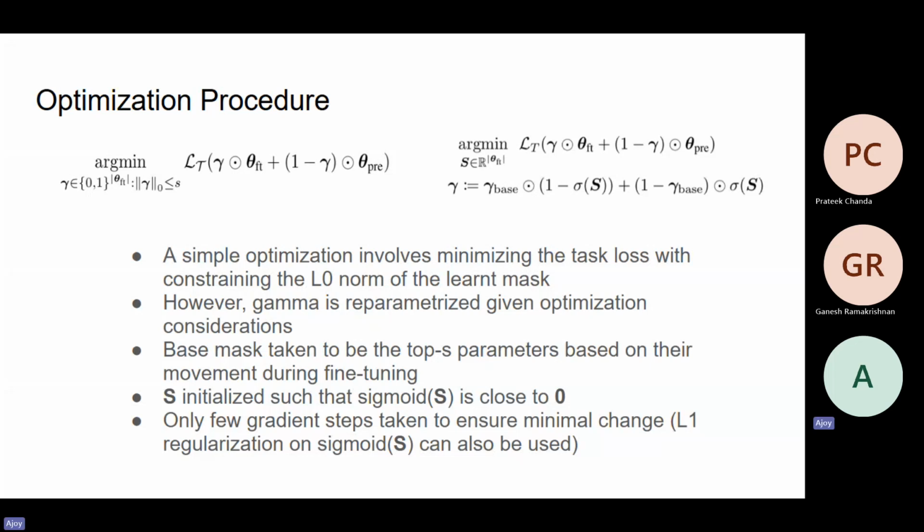That is component-wise multiplication. This is how we are modeling the final mask, and S is the parameter. The base mask is basically the top K parameters. It is one for the top K parameters which have changed from pre-training to fine tuning, and it's zero elsewhere.